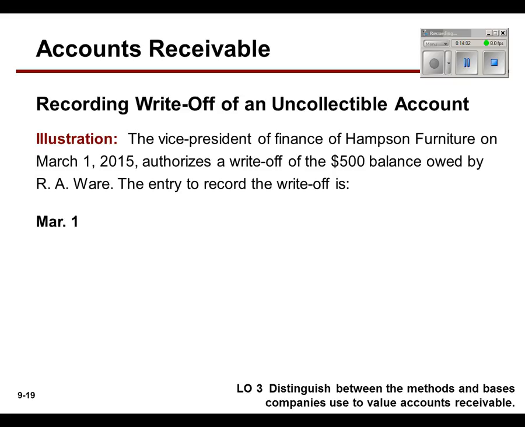Okay, let's keep reading. Still the Hampson furniture. The vice president of finance. So now the credit manager is saying, I've tried and tried and tried. But now, finance VP, this is in your court. The vice president of finance of Hampson Furniture on March 5th the next year authorizes a write-off. So here's the dart, of the $500 balance owed by R.A. Ware. So remember, in 2014, we had the 1.2 million in credit sales.